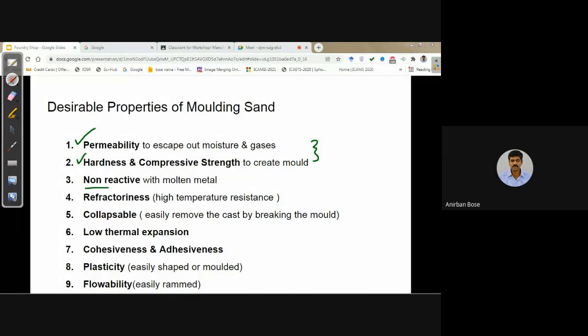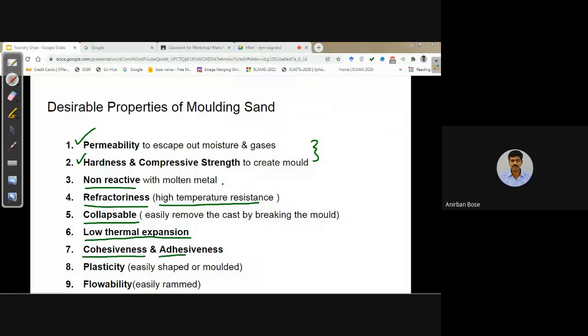Then molding sand has to be non-reactive with the molten metal. It should have refractoriness. We know refractoriness means high temperature resistance, because it has to withstand the high temperature. Collapsible: you know that at the end, finally, you have to remove the cast product out of the mold, right? So at that time, you have to break the mold. So the mold material should be easily collapsible. Low thermal expansion, because if the thermal expansion of the mold material is very high, then there is a chance of distortion, the allowance that we have already discussed.